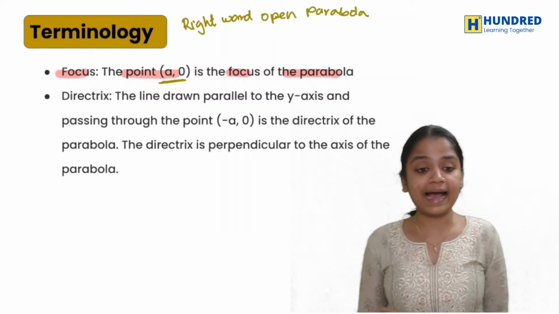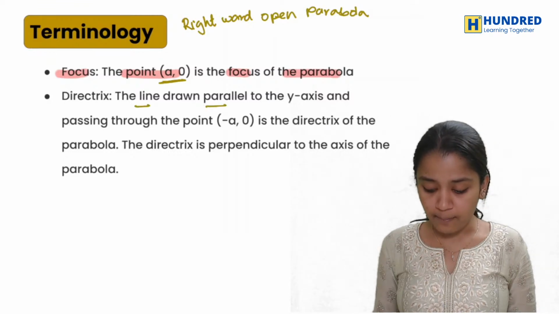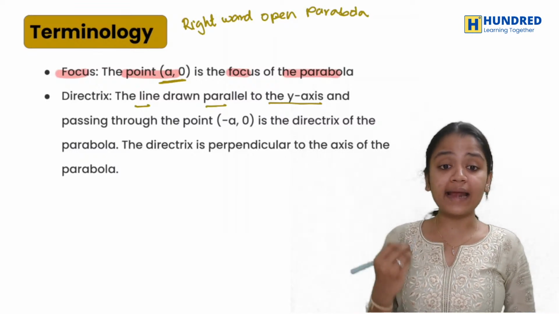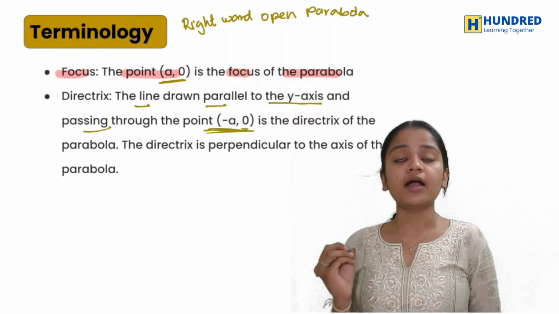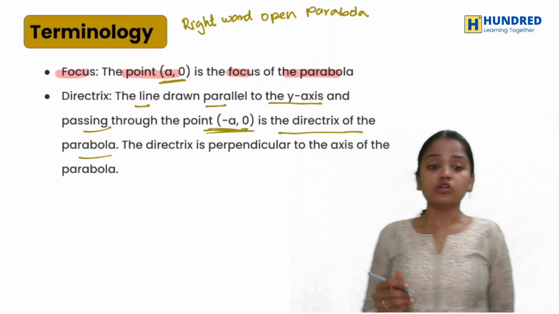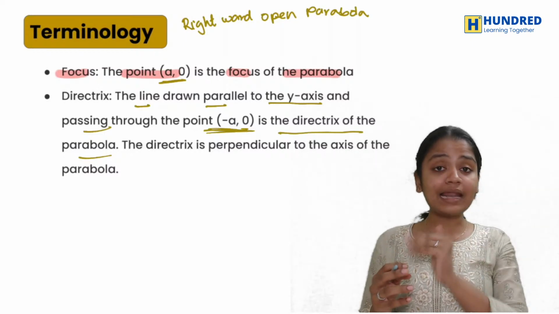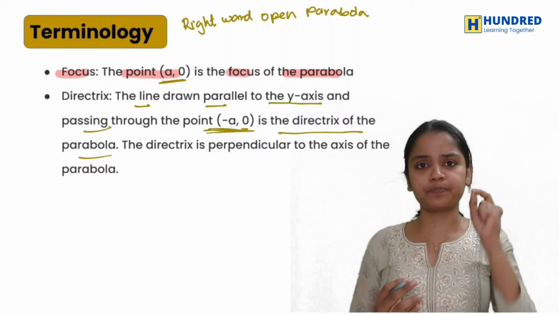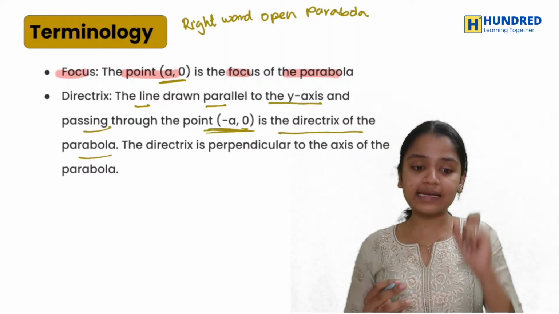Now what about the directrix? How do you draw the directrix? Basically, a line drawn parallel to the y-axis, passing through the point minus a comma 0, is the directrix of the parabola. So you should draw a line which is parallel to your y-axis. And where should the line pass? It should pass through minus a comma 0. And that line is called your directrix.